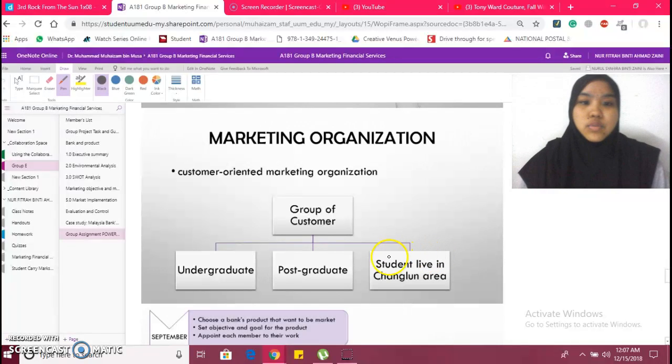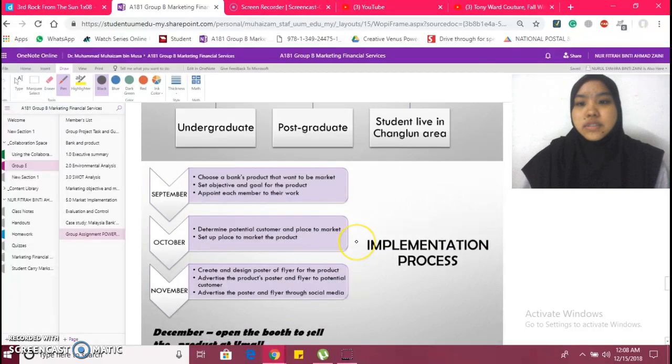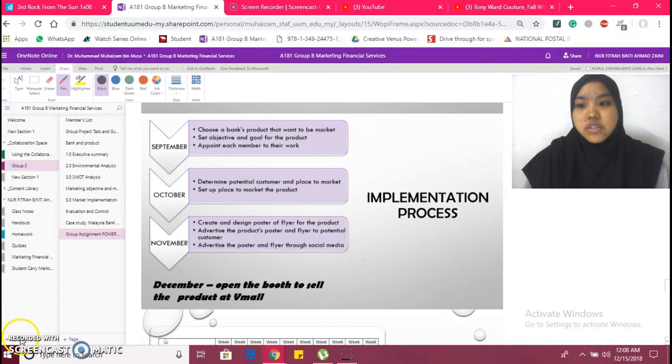And then lastly, the students who live in the Changi area. Because there are a lot of schools and residential areas around there, there are a lot of potential customers. So the second part is the implementation process.